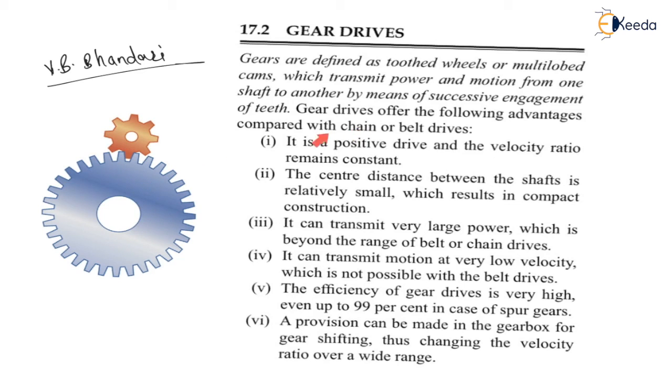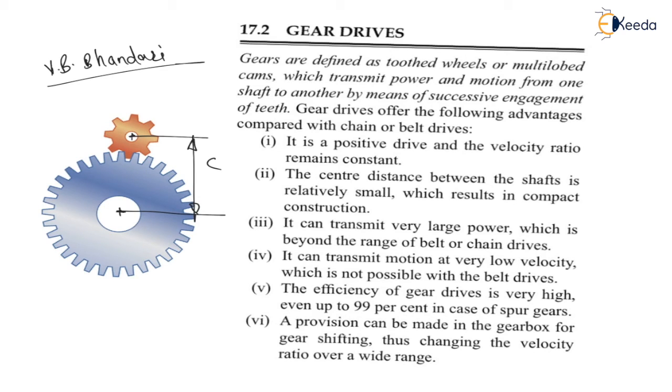Now the advantages of gear drive over other drives are: first, it is a positive drive, definitely it is a positive drive, therefore velocity ratio is constant. For positive drives velocity ratio is constant. Again, the center distance between the shafts is relatively smaller. Now here you can see the center distance, from this shaft to the pinion shaft, this center distance is very small, therefore the drive becomes very compact in construction, right? Here this is a shaft on gear and here a shaft on pinion.